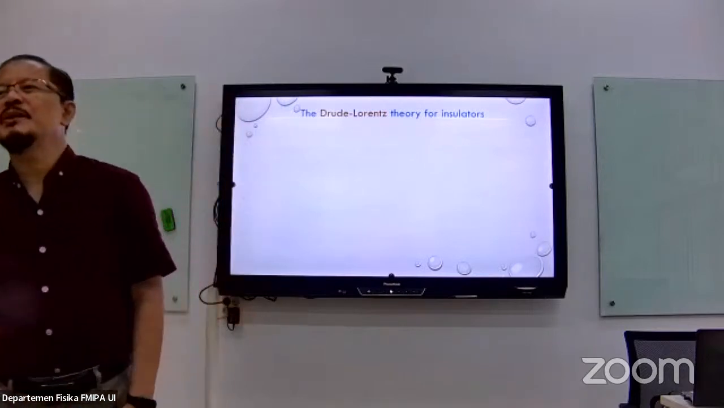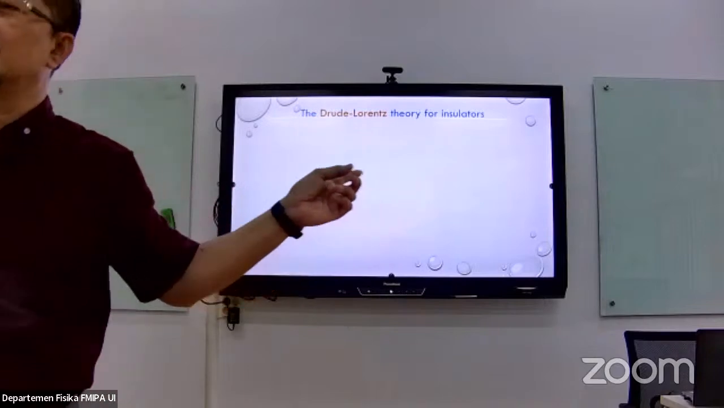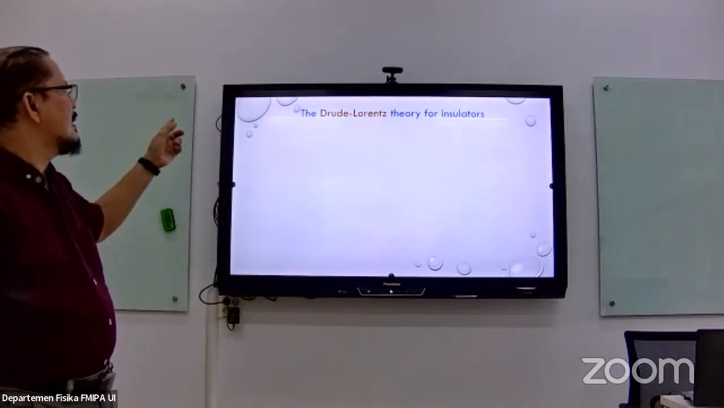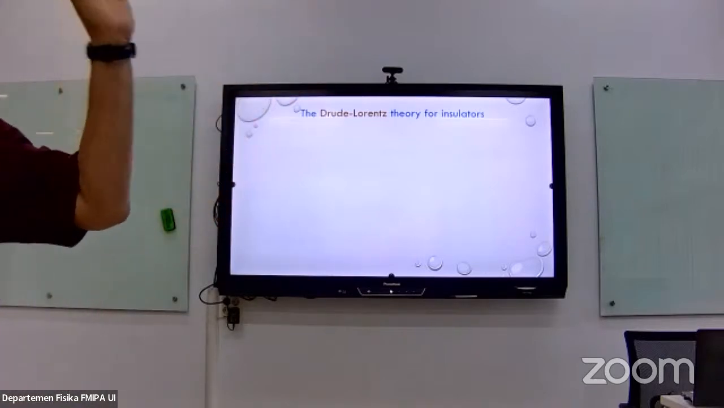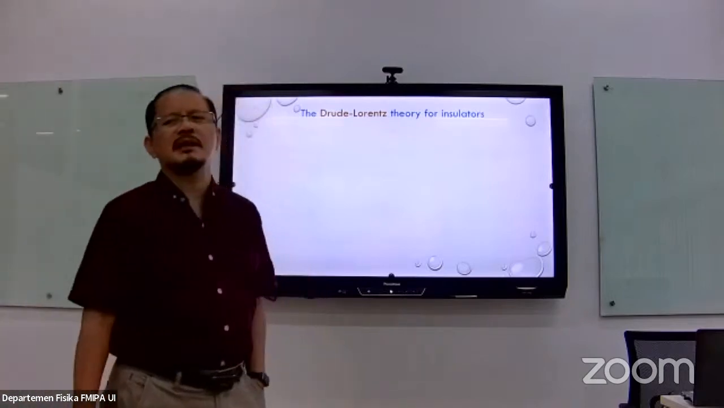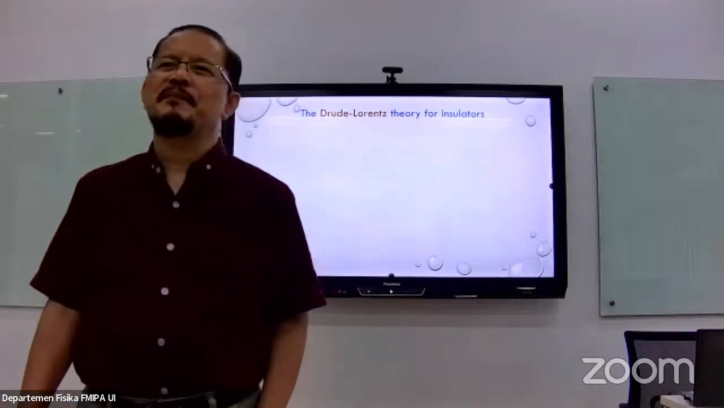Okay, now we come to the thermal, or micro, integrators. This is still the Lorentz part, the one involving the truth. Okay. What is the difference between insulators and metals? What is the main difference?